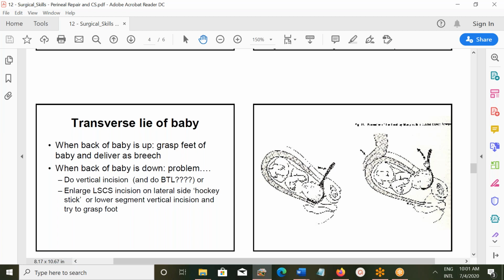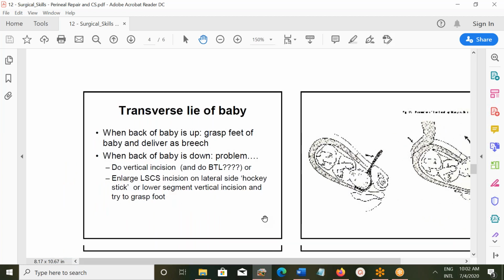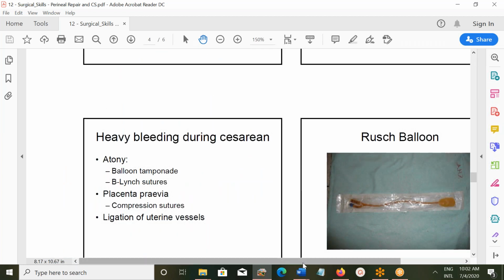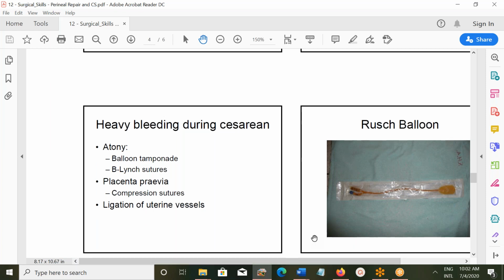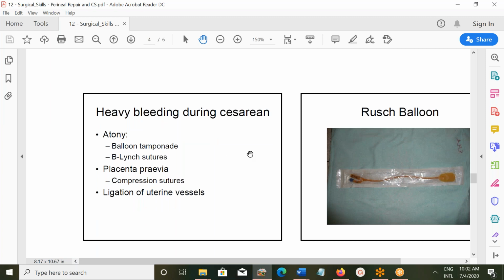You can use the forceps, and you will use the non-dominant hand. If you're a right-handed person, you will do it with your left hand to avoid putting force onto the lower uterine segment, because it will cause more disruption of the place.